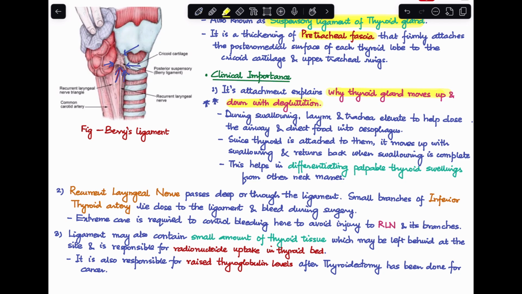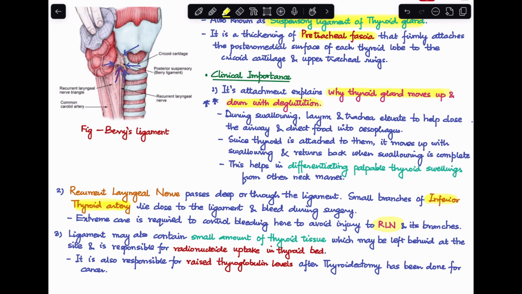Now, coming to the next point, the next clinical significance is that the recurrent laryngeal nerve passes deep or through the ligament sometimes, and even small branches of the inferior thyroid artery lie close to the ligament and bleed during surgery. So, extreme care is required to control the bleeding over here so as to avoid any injury to the recurrent laryngeal nerve or its branches. So, we have to be very careful during surgery in this area.